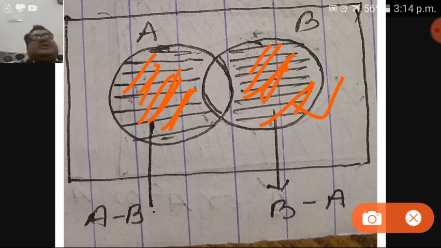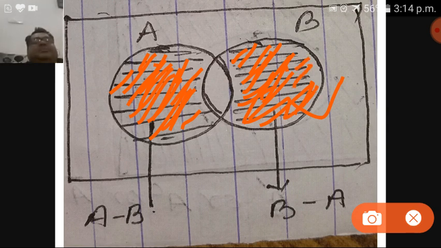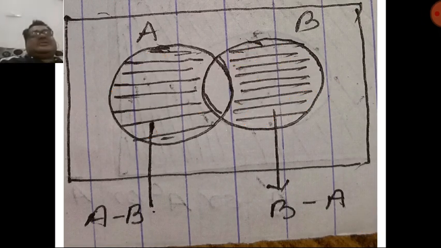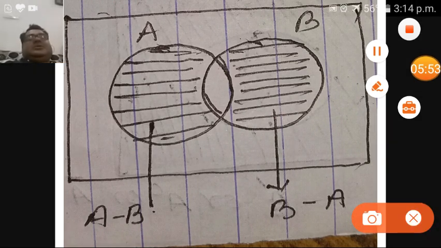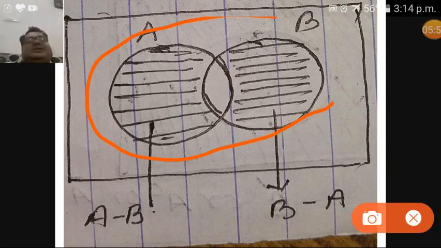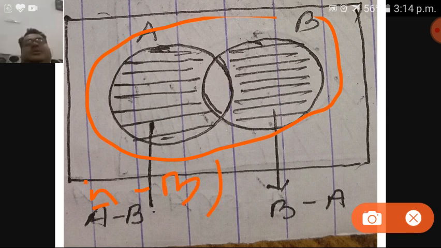So whenever we are representing this through a Venn diagram, in case of A minus B, we will shade only that region of A which is not common with B, and whenever we are taking B minus A, then we will shade that region of set B which is not common with A. Okay. At a glance, if you look at the figure, the whole shaded region is representing what? A minus B union B minus A.